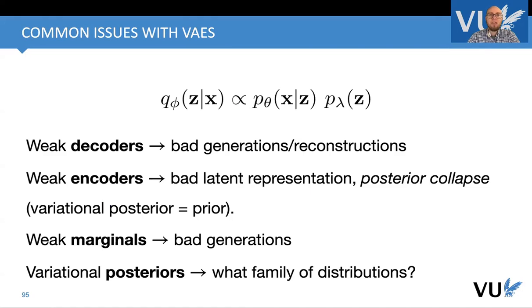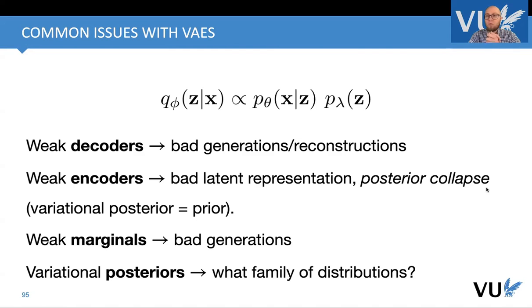So what are common issues with VAEs? First of all, we have weak decoders. If we have weak decoders, we get bad generations, reconstructions. If we have weak encoders, remember, there was this gap, right? So weak variational posteriors will have bad latent representation, so-called posterior collapse. It means that the variational posterior will be too similar to the prior.